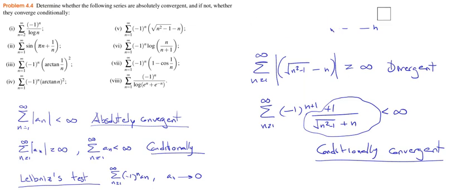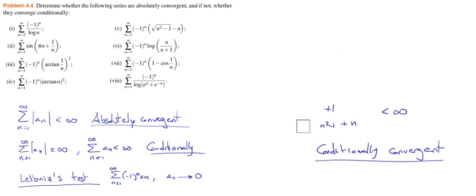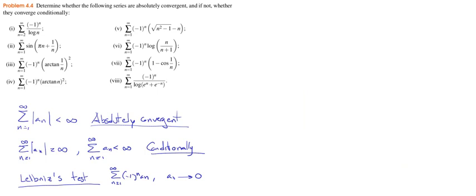Okay, let's go for 6. 6 is the sum from n equals 1 to infinity of (-1)^n times the logarithm of n divided by n plus 1.